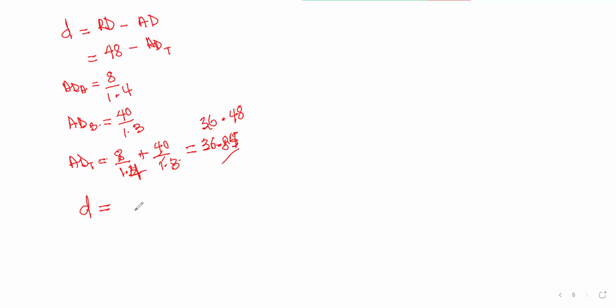So the displacement will be 48 minus 36.48. And that must certainly give us 11.52 centimeters, depending on how you did your rounding up or approximation. So this is the solution to the Nigerian WASSCE paper.